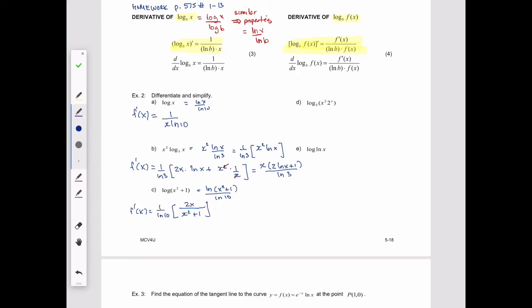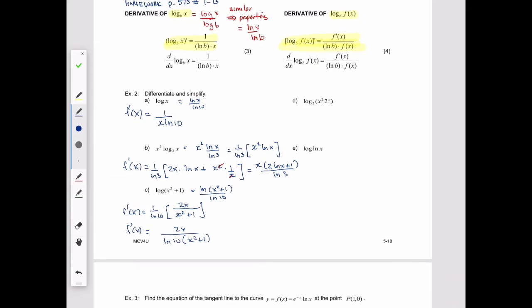So that's pretty simplified. The only thing I really have to do is say it's just 2x over ln of 10 times x squared plus 1. Now they're getting a little bit harder still.